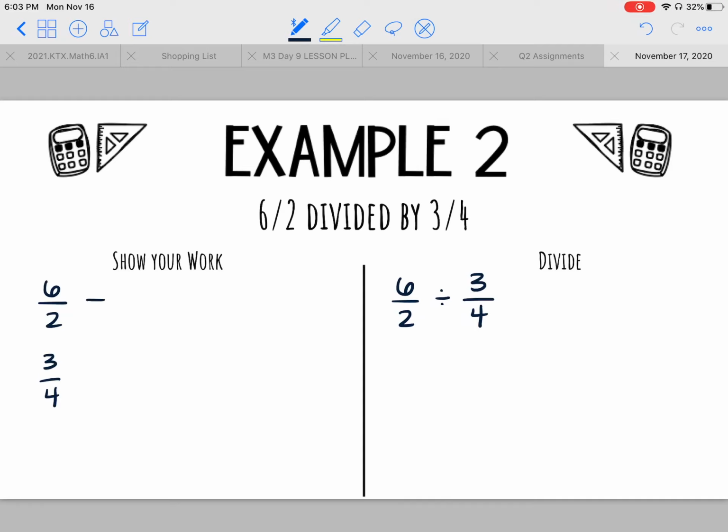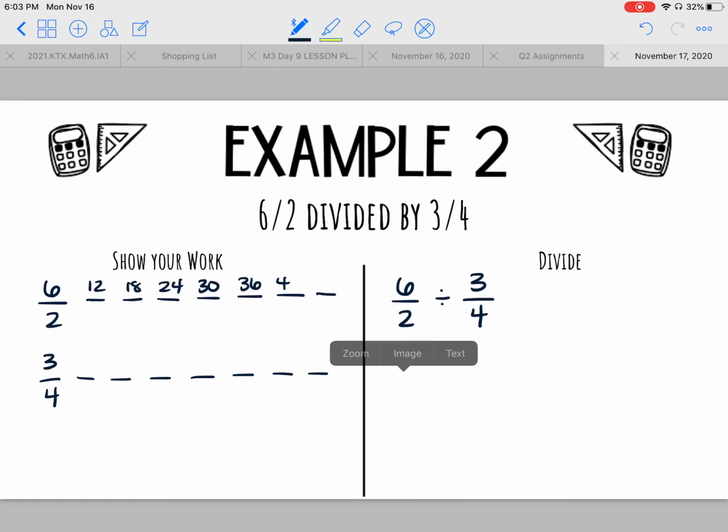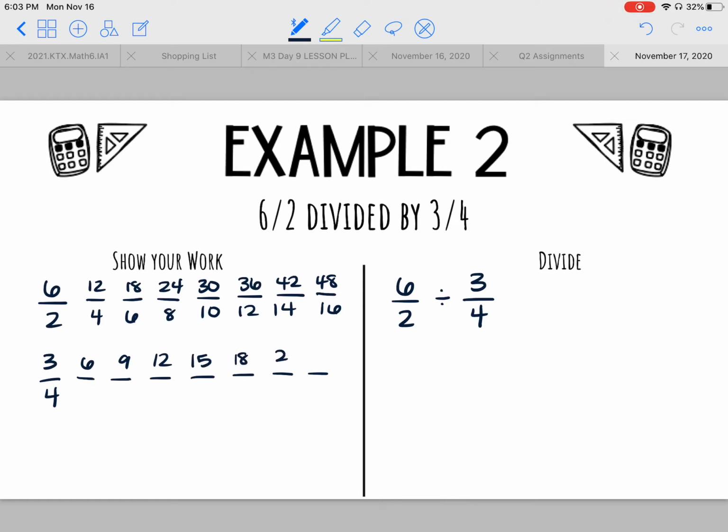I'm just going to go ahead and set up some fraction bars here so that I can skip count to create equivalent fractions and find a common denominator. 6, 12, 18, 24, 30, 36, 42, 48, 2, 4, 6, 8, 10, 12, 14, 16, 3, 6, 9, 12, 15, 18, 21, 24, 4, 8, 12, 16, 20, 24, 28, 32.